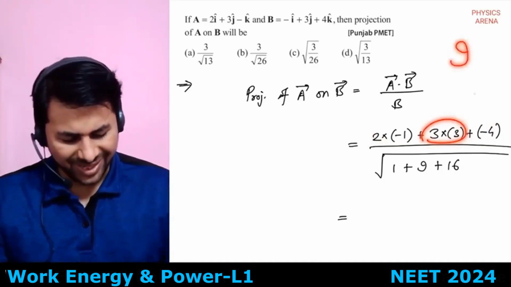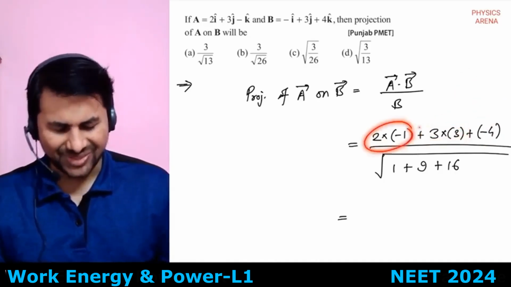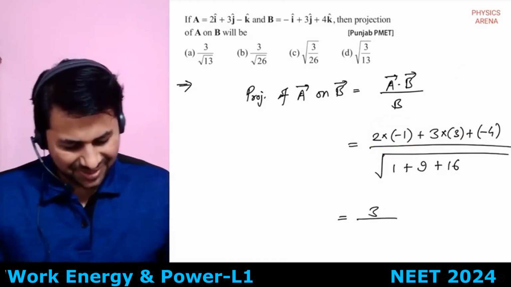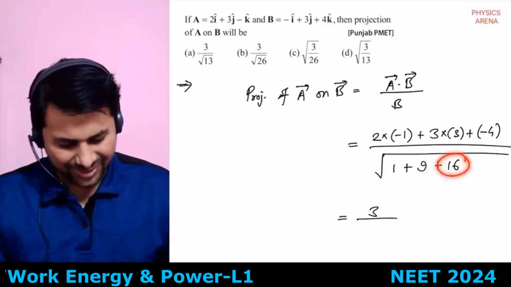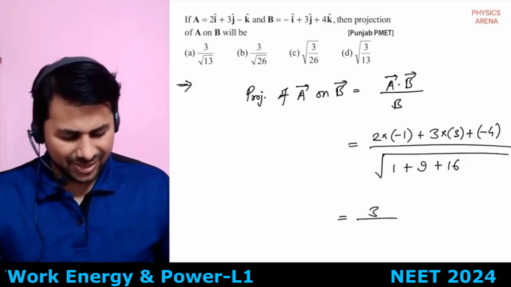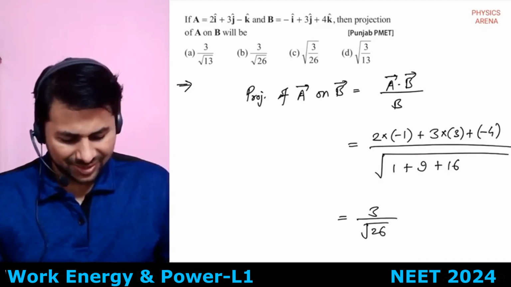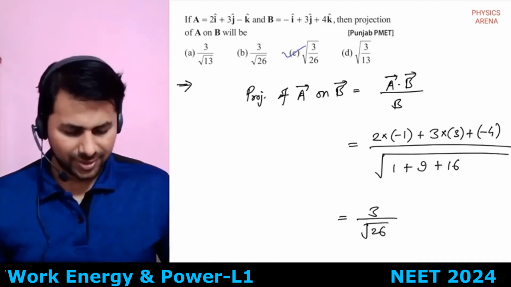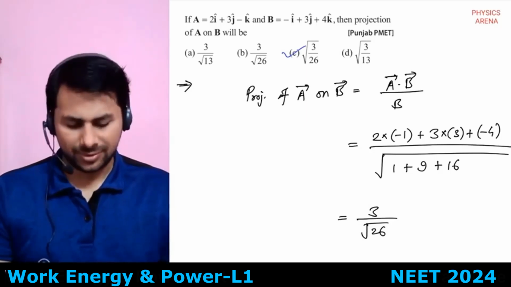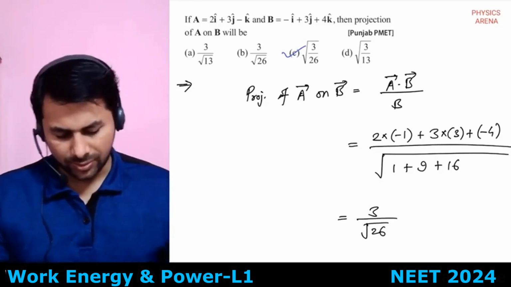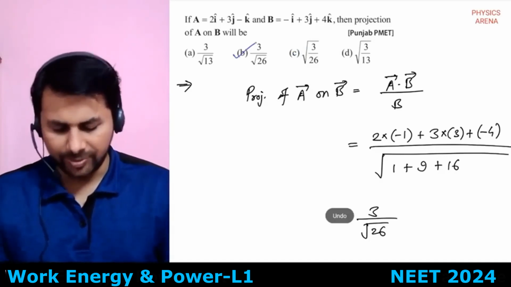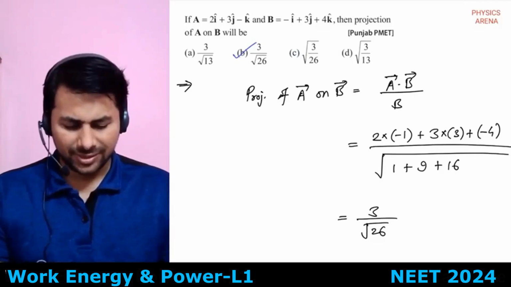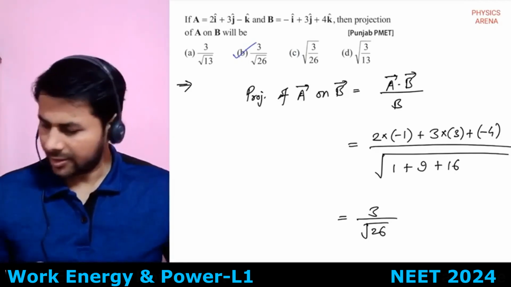Sorry. 9 minus 4 is 5. 5 minus 2, that's 3. So in the denominator you have 16 plus 10, 26. Oh, it's 3 by 26, option B. Right. Okay, clear? So this is clear. This is how we'll find the components.